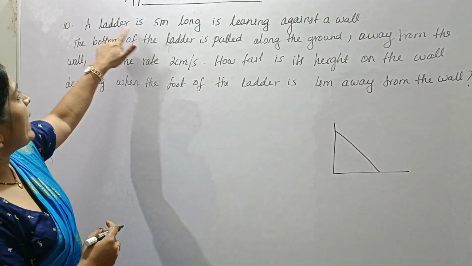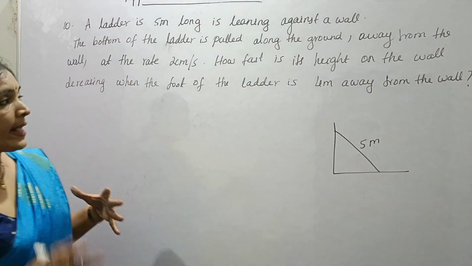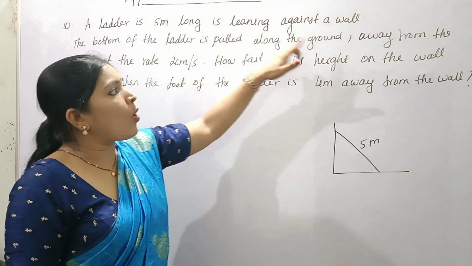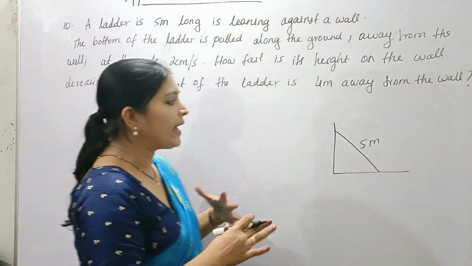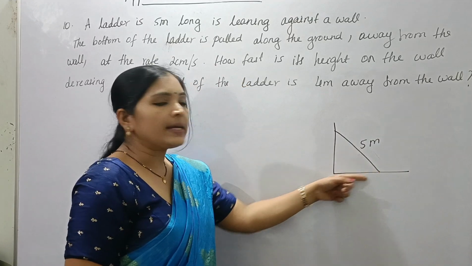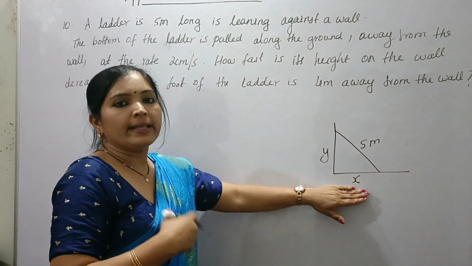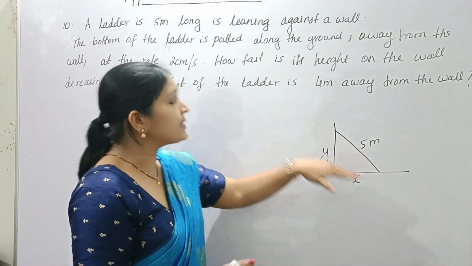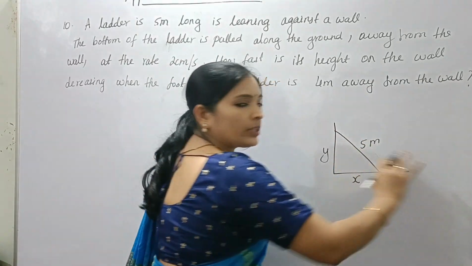Okay, what are given? The ladder is 5 meter long, so length of the ladder is 5 meter. And next, what is given? The bottom of the ladder is pulled along the ground away from its wall at the rate of 2 centimeter per second. We know that when the ladder is pulled along the ground, its length is increasing, right? So let's take it x, it is y. So this x length, x is increasing, right? So that is given, this x is increasing at the rate of 2 centimeter per second, when this ladder is pulled along the ground.